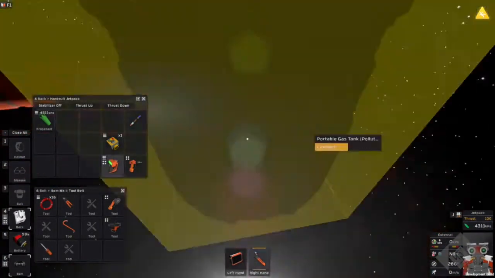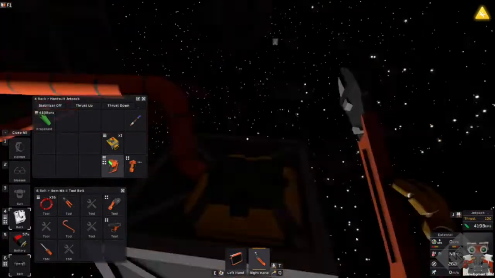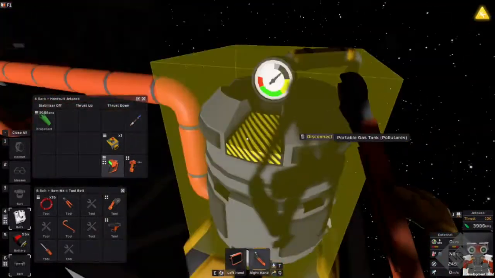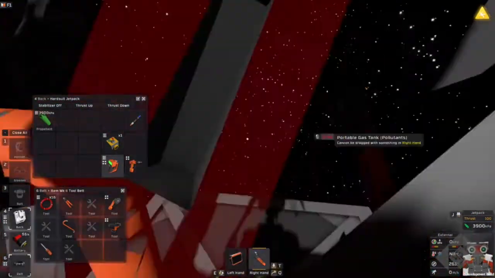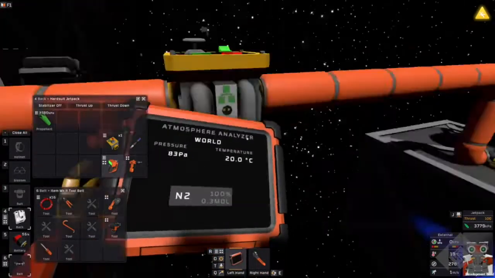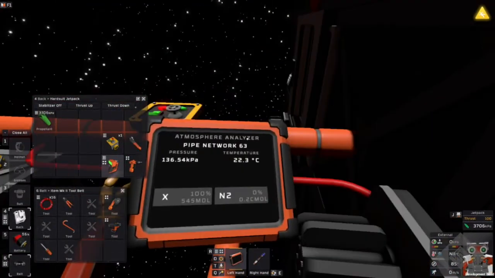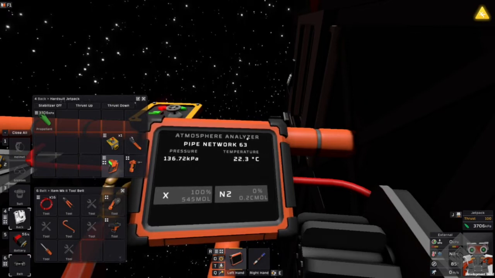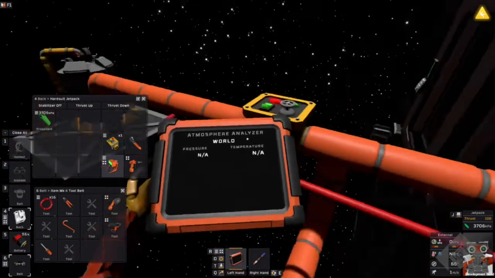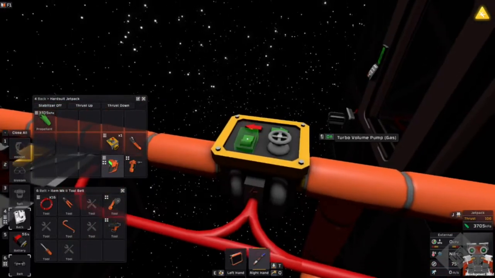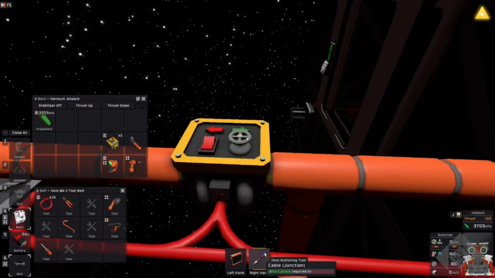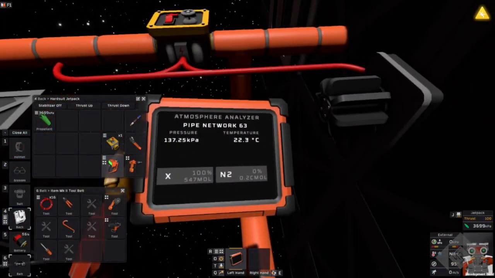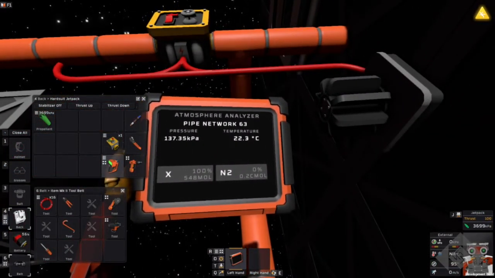So if about one tank equaled 8 kilopascals, I'm going to need a lot of these tanks. This may be a super long time. So now, I've blown out a window, and I'm just going to wait for this to equalize. Because, I mean, 137 kilopascals is enough for now.